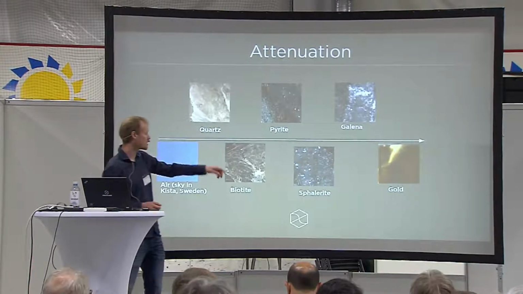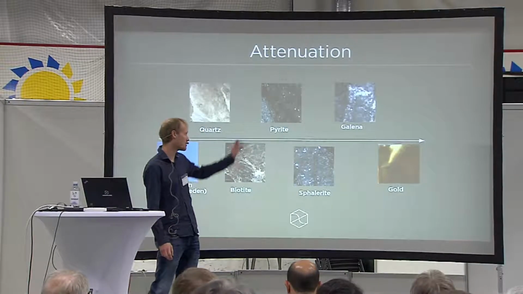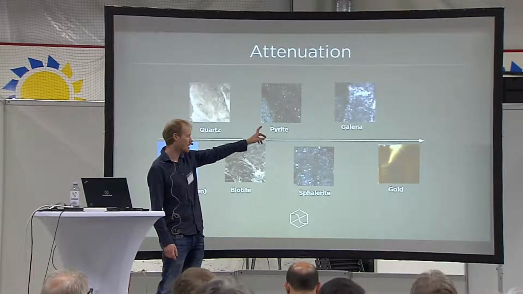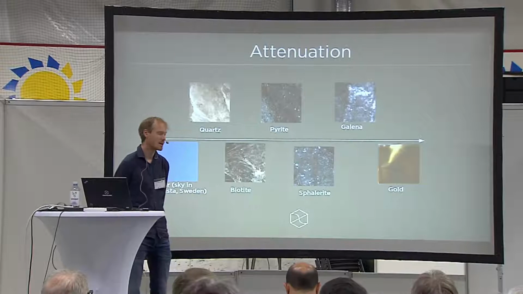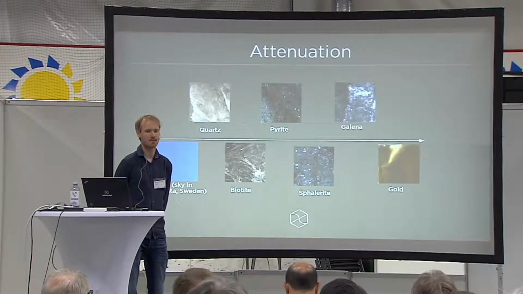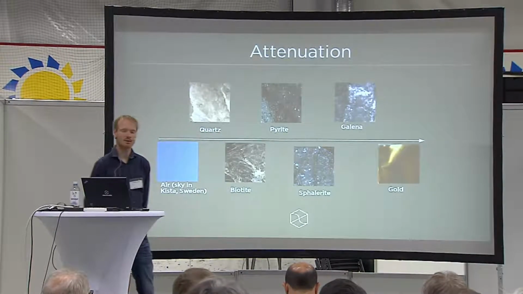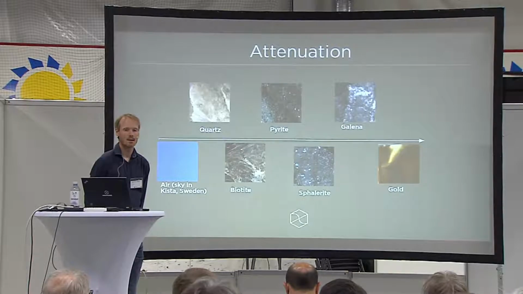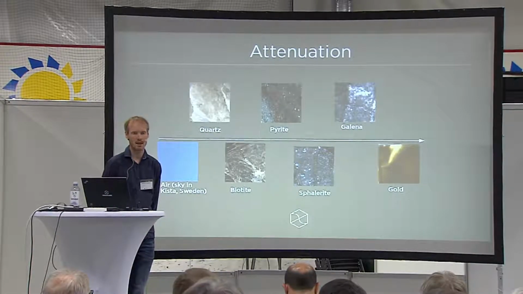If we go further up the scale, we encounter iron-rich minerals like pyrite, and then further on things like sphalerite and galena, which contain even higher atomic numbers. And it turns out that gold is actually one of the absolutely most attenuating materials because it has a very high density along with a very high atomic number.